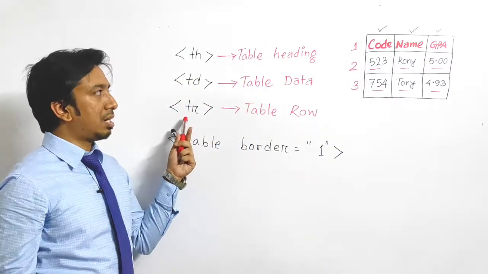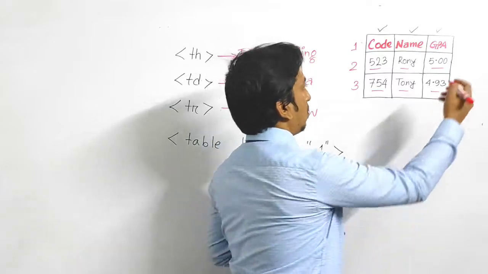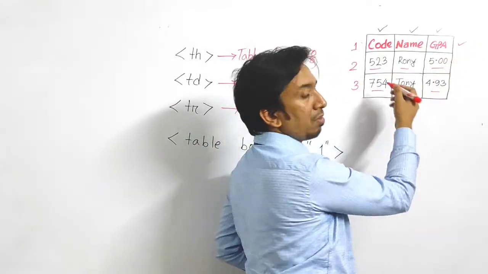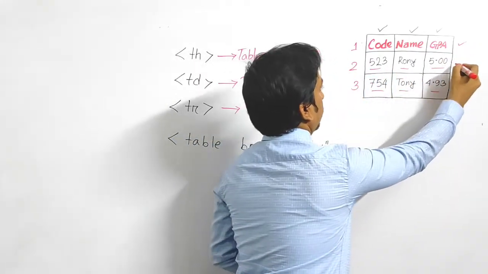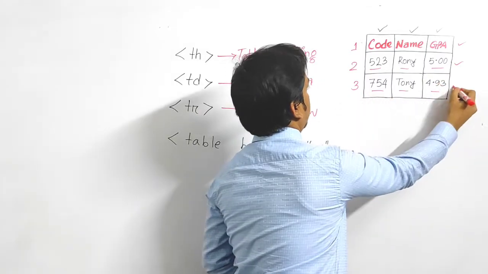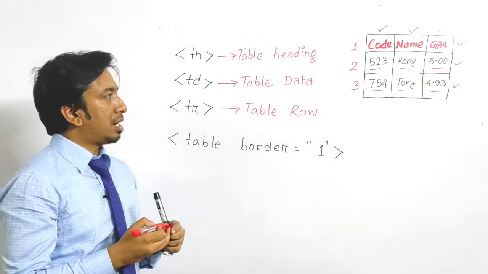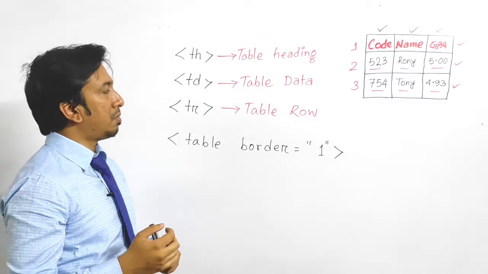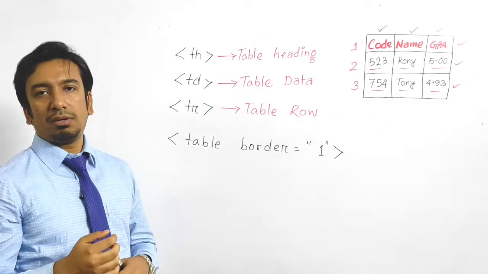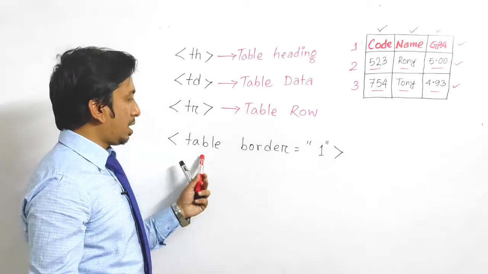So you have to use tr, start from here and you have to close here. Then again for row number 2 we have to close here, and for row number 3 we have to close here. From left to right we have to show the data, and the heading also we have to use tr. Then here you can see table border.